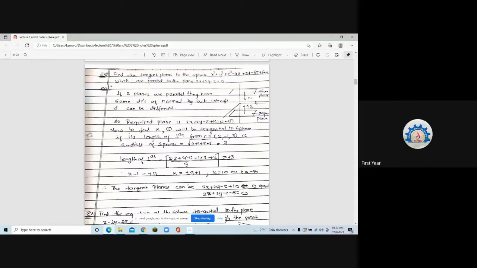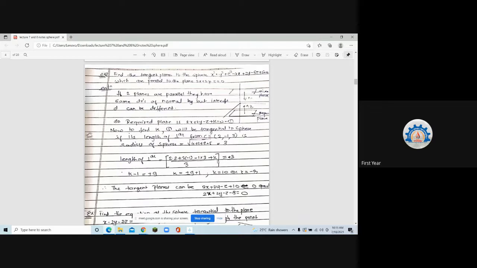Correct. They have said in the question, find the tangent planes which are parallel. So there can be more than one. So how can I get more than one? If I compare it with the negative direction of the radius as well as the positive direction of the radius. So plus or minus 3. Equal to plus or minus 3.